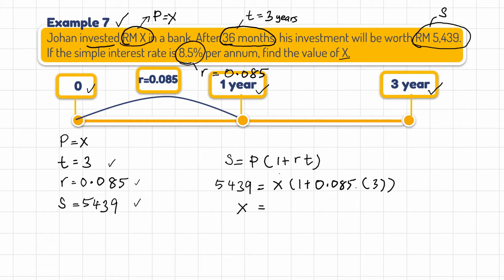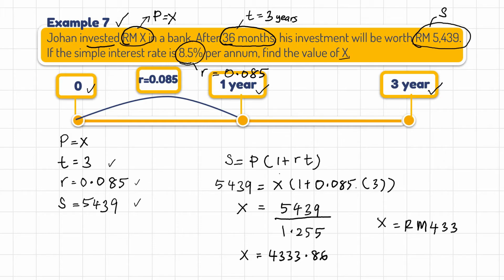Simplify the equation, we will get such that 5,439 over 1.255. And then you press your calculator, you will get your X is 4,333.86 cents. Please remember, our X is principal. Principal has its own unit, which should be in RM. Therefore, the final answer will be RM 4,333 ringgit 86 cents. This is your final answer.